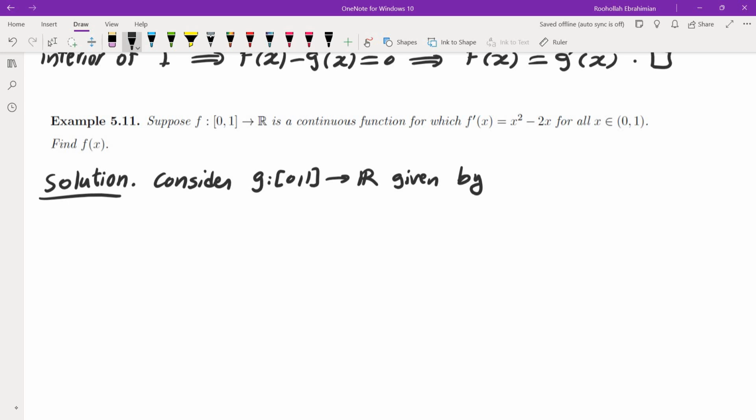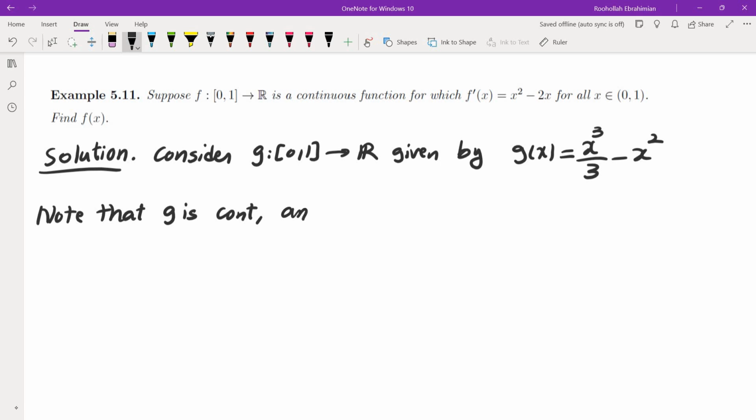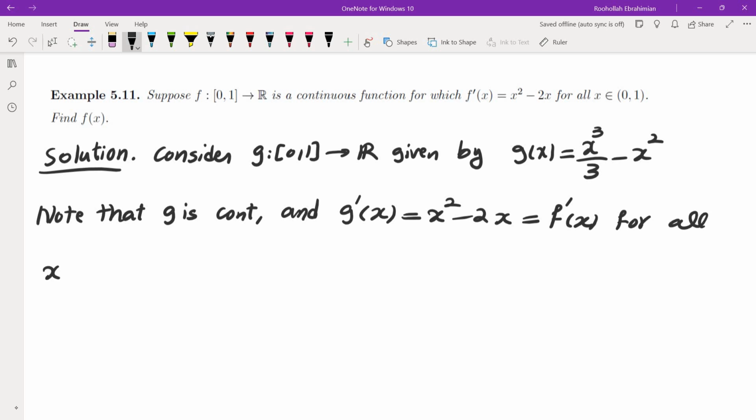so we're going to go ahead and find an antiderivative of this. So g of x would be, the antiderivative of x squared is x cubed over 3, and then minus x squared. Okay, so note that g is continuous and g prime of x is also x squared minus 2x, which is the same as f prime of x for all x inside (0, 1).